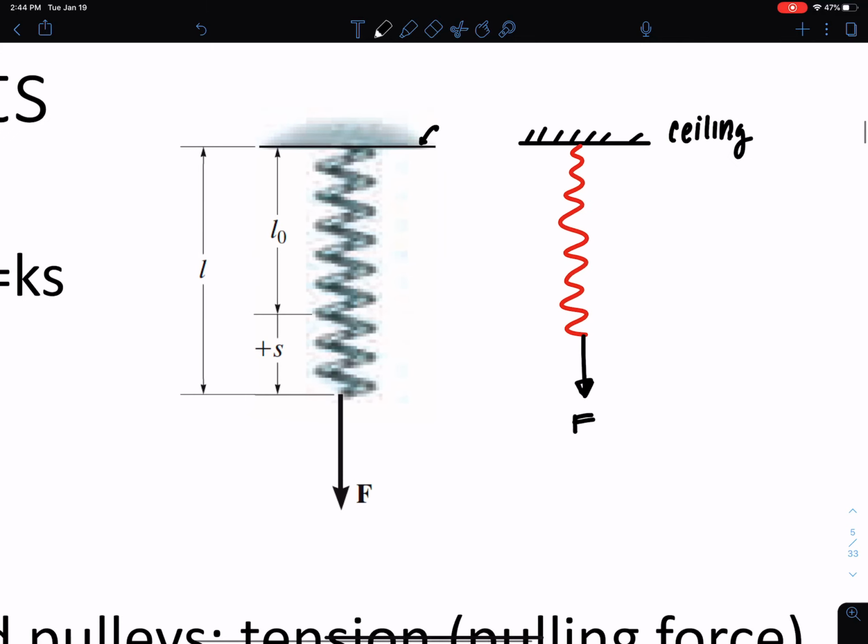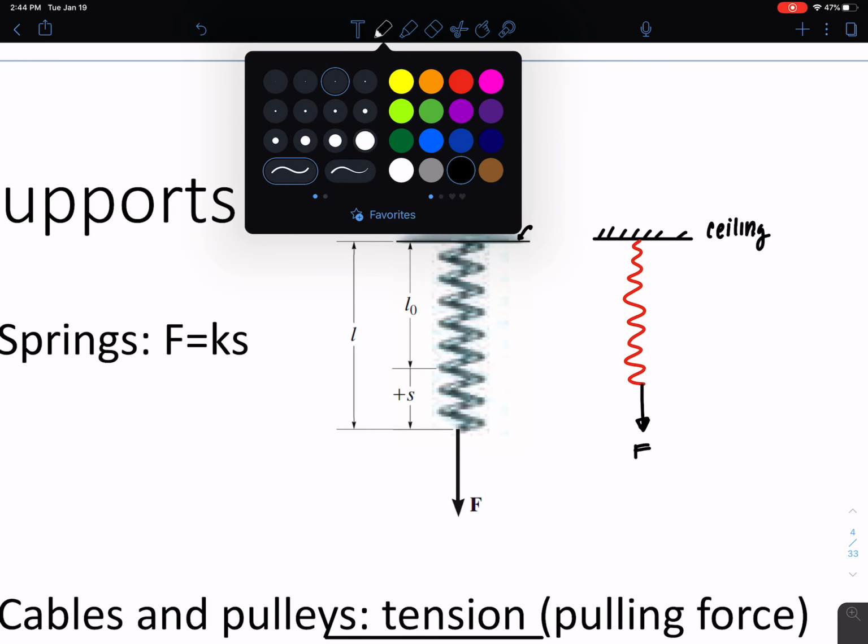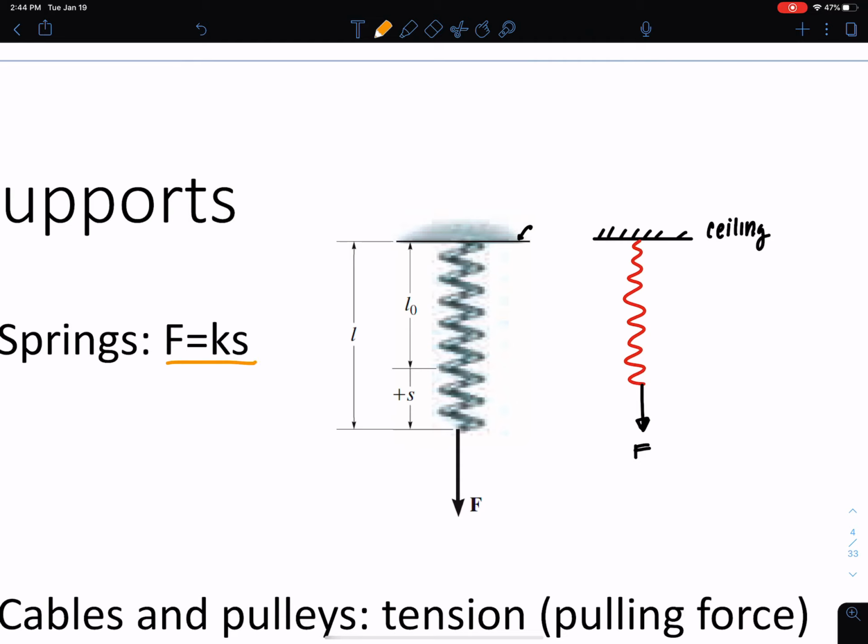Right? So I have some initial or at rest length of the spring. I have some deformed length of the spring when I pull on it, and then I have a continued deformed length once it goes back and compresses. So what I can do is use Hooke's law, F equals ks, to represent any type of spring that I have in terms of support.